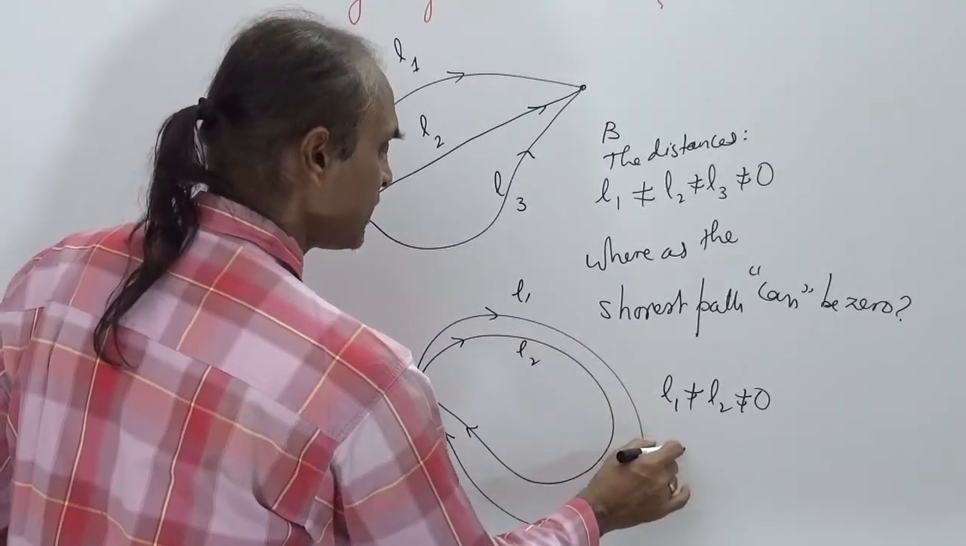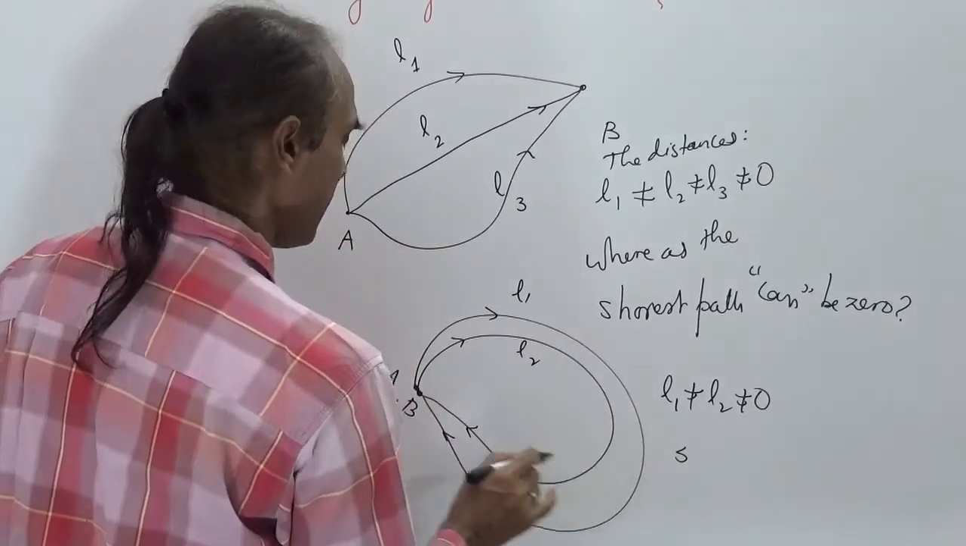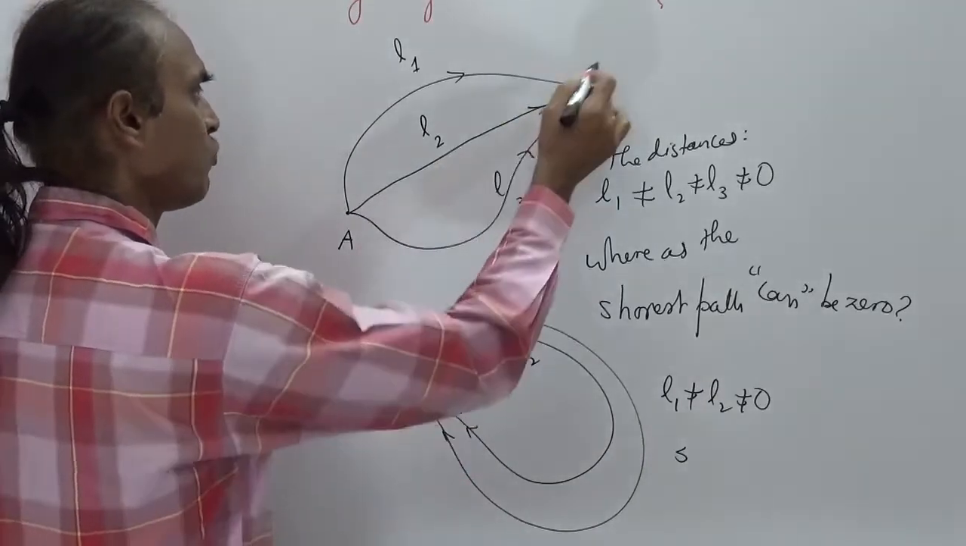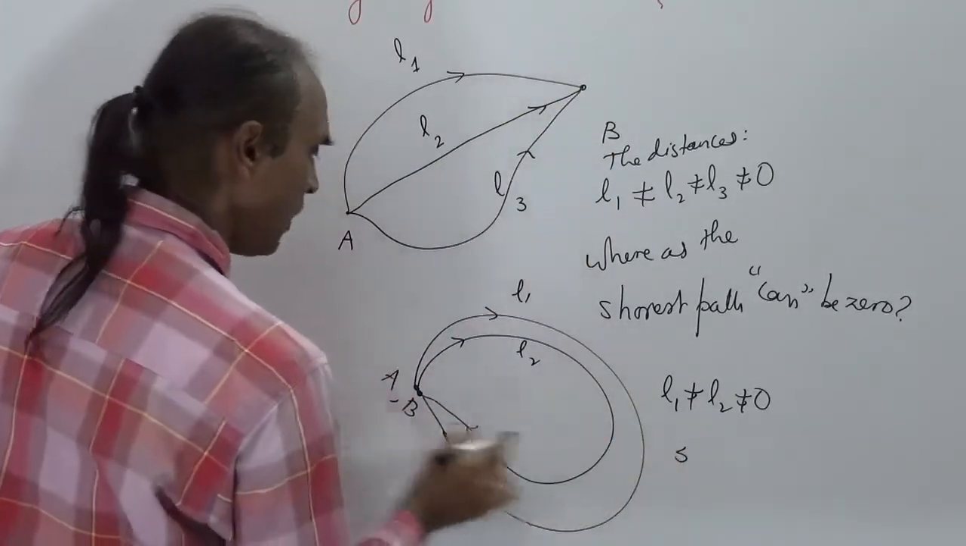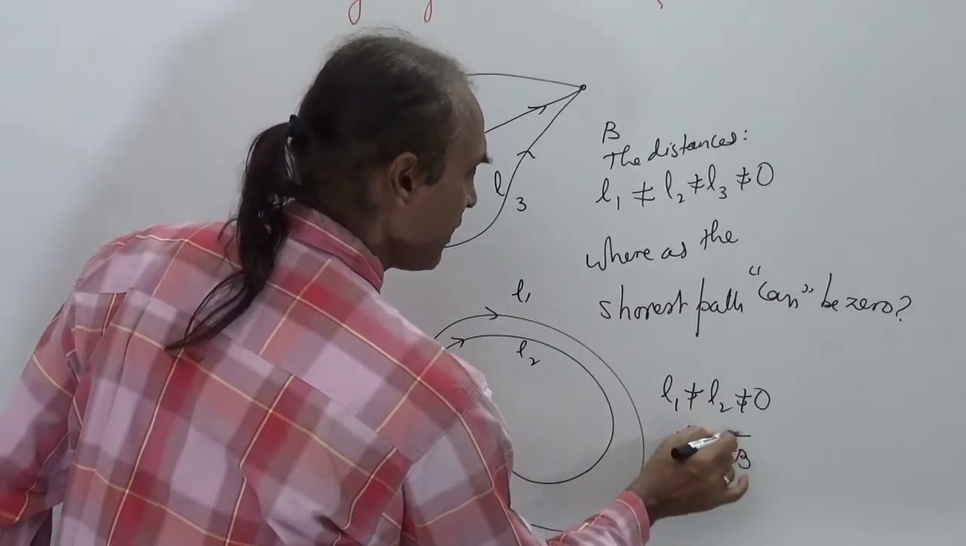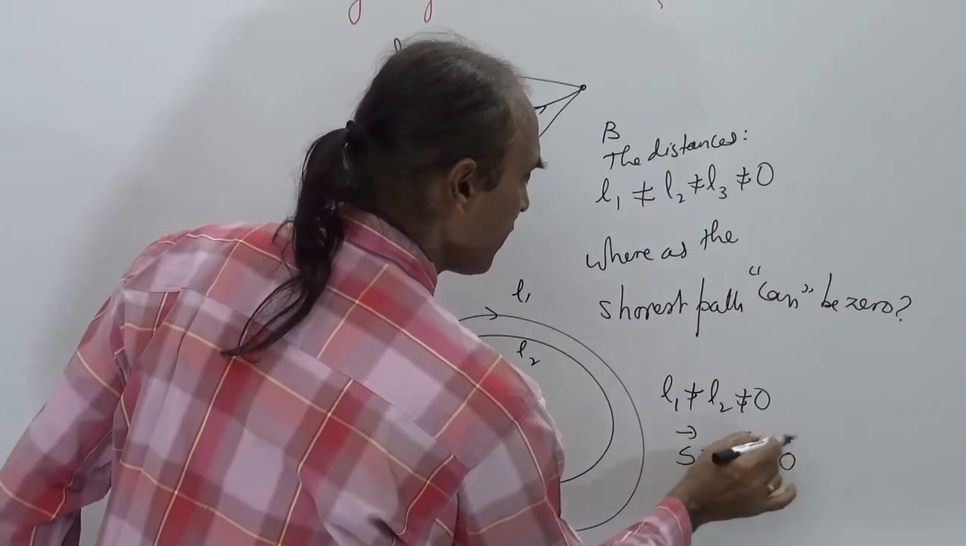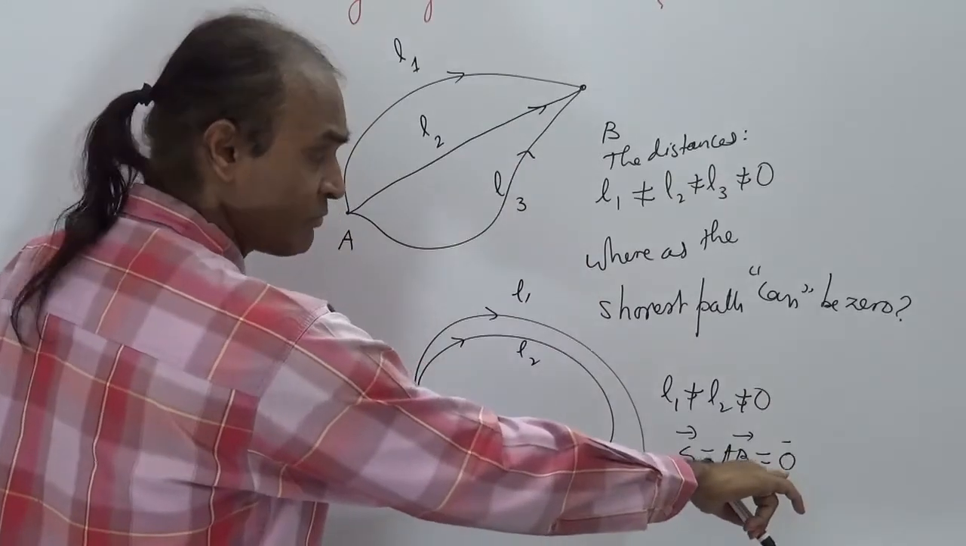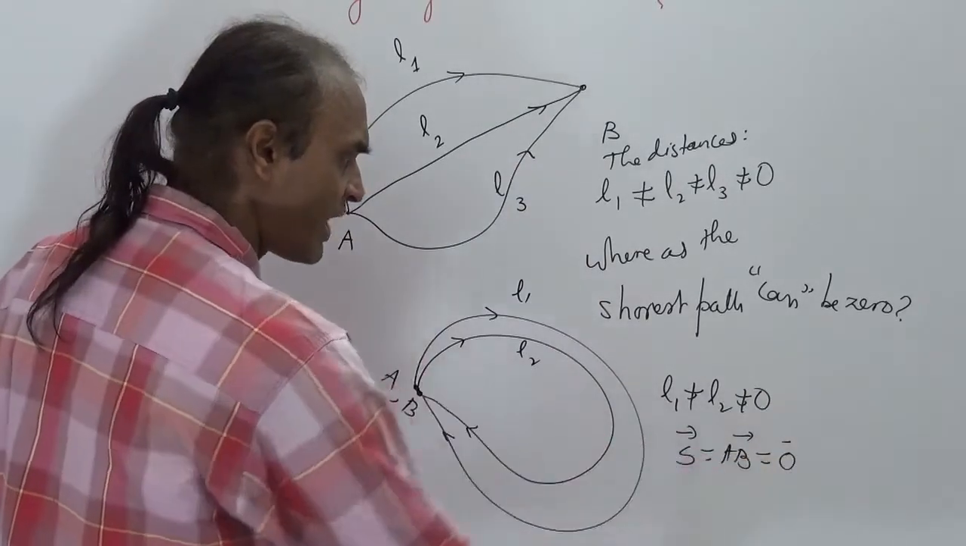And the shortest distance is nothing but displacement. The shortest distance between these 2 points is nothing but displacement. We can say the displacement in this case is nothing but AB. It can be zero. It's a zero vector, it's not a simple zero. It's not a zero scalar, it's a zero vector.